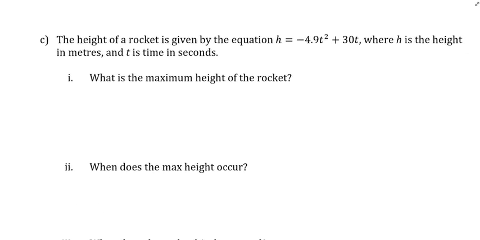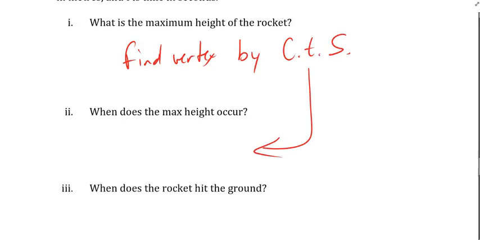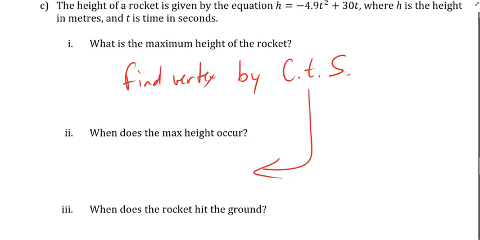The height of a rocket is given by this equation, where h is the height, in meters, and t is the time, okay? What is the maximum height of the rocket? Vertex. Find the vertex by completing the square. When does the max height occur? That's part of the vertex. You've already got that. Is everybody okay with that? If you're lost, you've got to tell me, because I don't know. I'll just keep going.